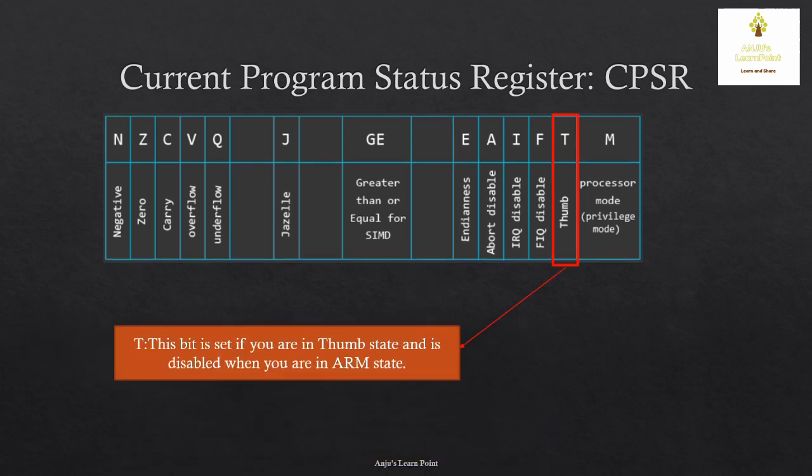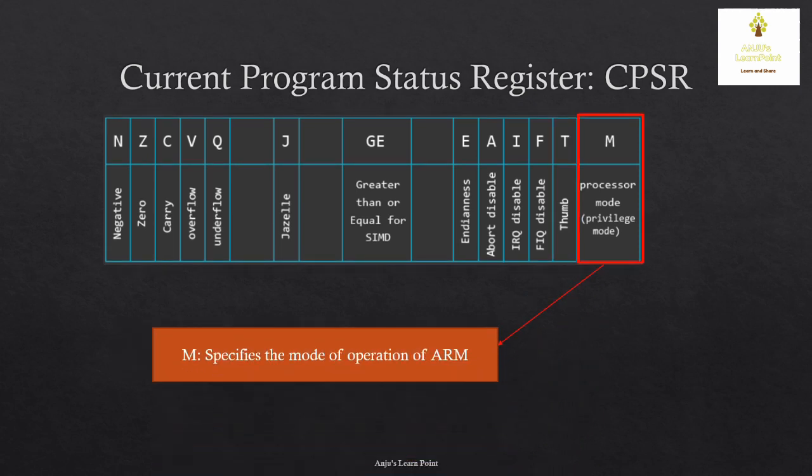Then we have the T bit, or the thumb bit. This bit is set if the ARM operates in thumb state, and it is disabled when the ARM operates in ARM state. So ARM has two states of operation, one is the thumb state and the other is the ARM state. So this bit is set if it is in thumb state and disabled if it is in ARM state. Then the last bit which we have is the M bit, which decides the mode of operation of ARM.